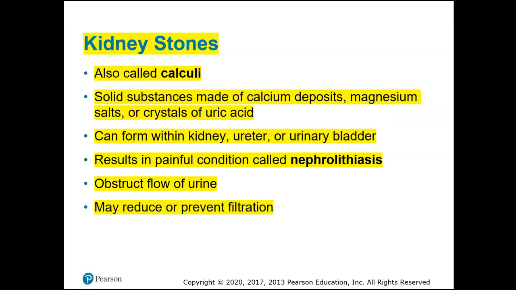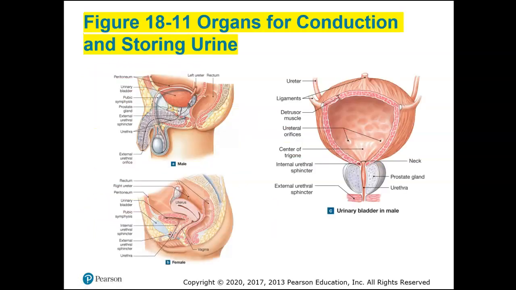Now, moving on, totally different subject: kidney stones, which are also called calculi, are solid substances made of calcium deposits, magnesium salts, or crystals of uric acid. They can form within the kidney, the ureter, or the urinary bladder. And kidney stones are very, very painful. They result in a painful condition called nephrolithiasis. They will obstruct the flow of urine, make it hard to urinate, and they may reduce or prevent filtration.